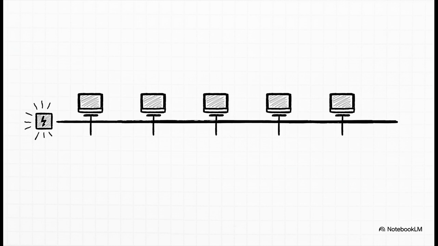Imagine one single main street, just one long cable, and every single computer is connected directly to it. When one computer sends out a message, that message travels down the entire street for everyone to see. But only the computer it's addressed to actually picks it up. It's simple, it's cheap, but you can probably see the huge problem here, right? If that main cable breaks anywhere, boom, the entire network, the whole neighborhood is cut off. It's a massive single point of failure.